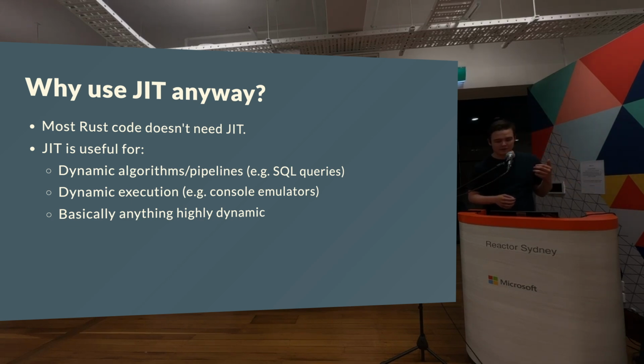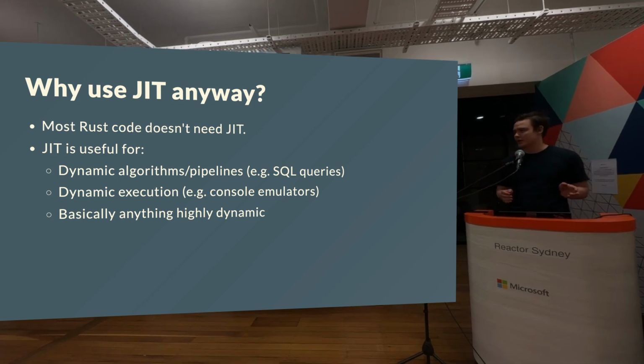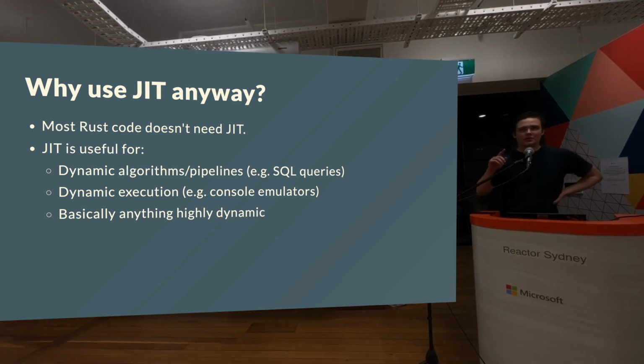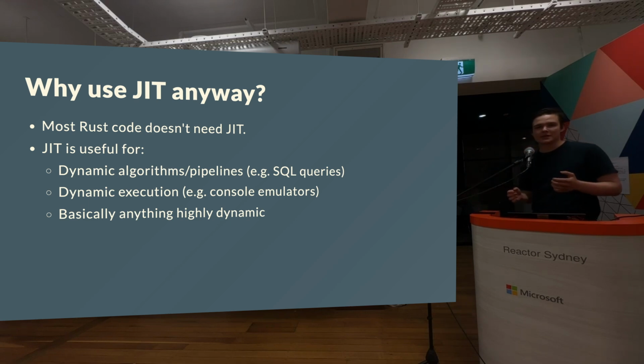And then you have console emulators. So let's say you want to write a DS emulator or something. You can't do modern consoles without using a JIT at all. And basically, anything that's highly dynamic would require JITting. Actually, a question. Asking the room: who here is familiar with LLVM? Okay, good. And who is familiar with linking and why linking binaries is necessary, why Rust does it, and so on? Okay, sounds good.